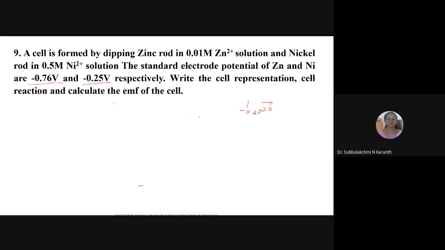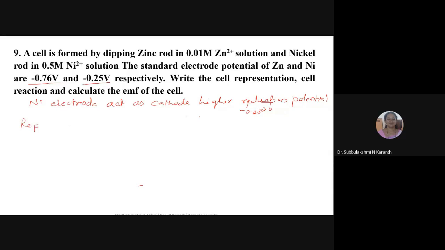Now, why does the nickel electrode act as cathode? Because it possesses a higher reduction potential. That's why it is taken as cathode. Once you know the cathode and anode, you are able to represent the cell.